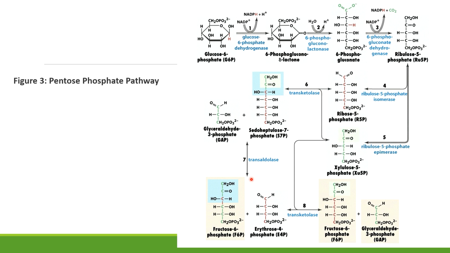So here sedoheptulose 7-phosphate is further acted upon by transaldolase, resulting in the formation of fructose 6-phosphate and erythrose 4-phosphate. So here you have fructose 6-phosphate which enters the glycolysis. You also have this fructose 6-phosphate and erythrose 4-phosphate. They can also give rise to fructose 6-phosphate and glyceraldehyde 3-phosphate. So we know that whatever fructose 6-phosphate is produced, it enters the glycolysis, while the erythrose 4-phosphate combines with xylulose 5-phosphate to form fructose 6-phosphate and glyceraldehyde 3-phosphate. So this is how this pathway operates. Finally, the end products will be fructose 6-phosphate and glyceraldehyde 3-phosphate.